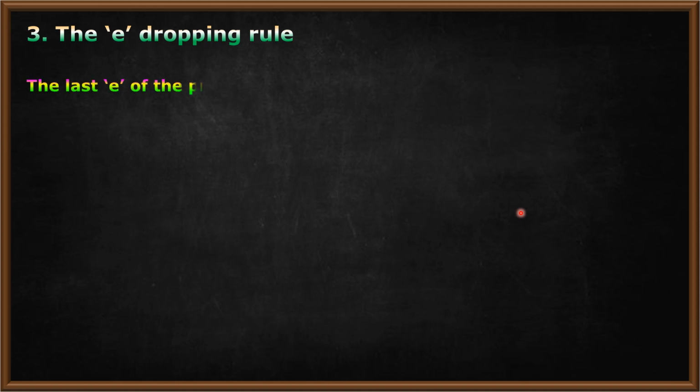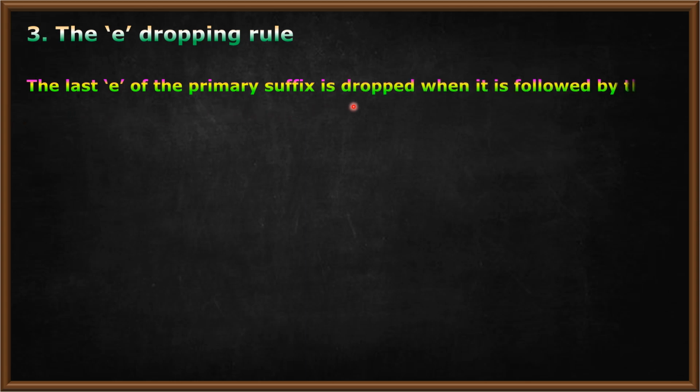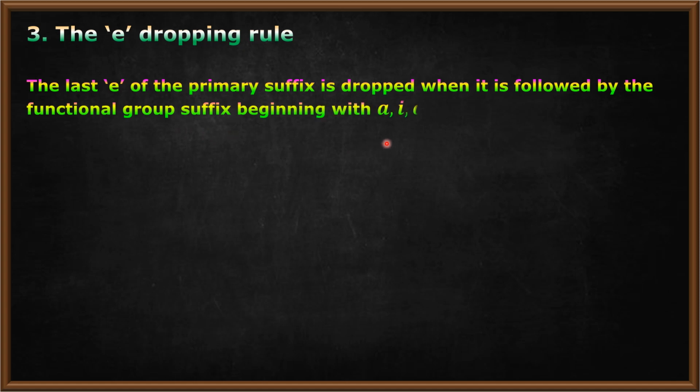Next rule, the E-dropping rule. Dropping of E from the primary suffix. Okay, the last E of the primary suffix is dropped when it is followed by a functional group suffix beginning with A, I, O, U, or Y. See here some examples you can see.